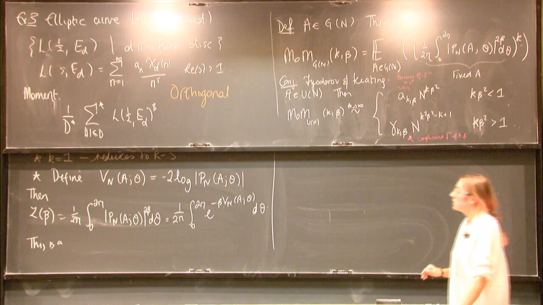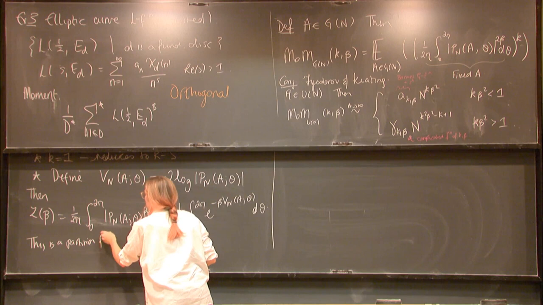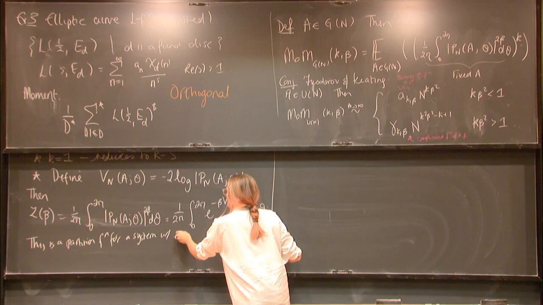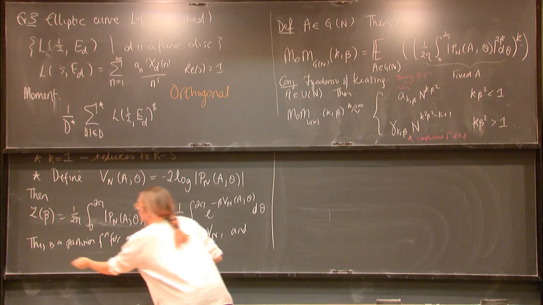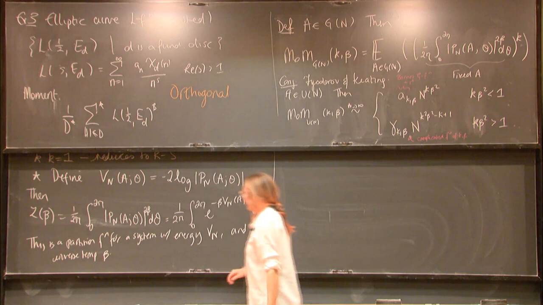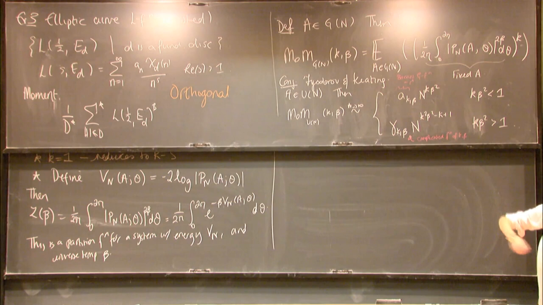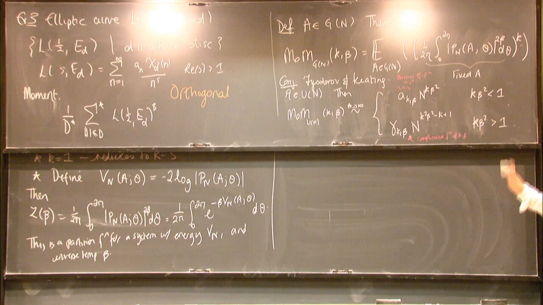So this is a partition function for a system with energy or Hamiltonian V sub n and inverse temperature beta. This also gives you a perspective as to why you might see some sort of phase transition. You're changing the temperature of your system and you have a different behavior, which is sometimes why the middle point here is called a freezing transition.